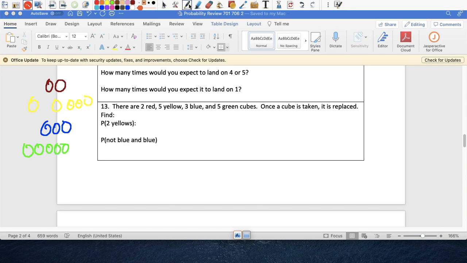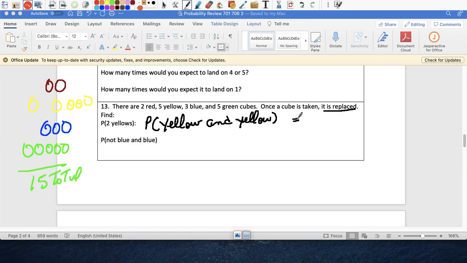So what's our total, first of all? The total is 2, 5, 7, 10, 15. So the total is 15. We want to take a yellow. So let me write this. Probability of yellow and another yellow. But we put it back. It says it is replaced. So what's the probability of getting a yellow? Well, the probability of getting a yellow is 5 out of 15.